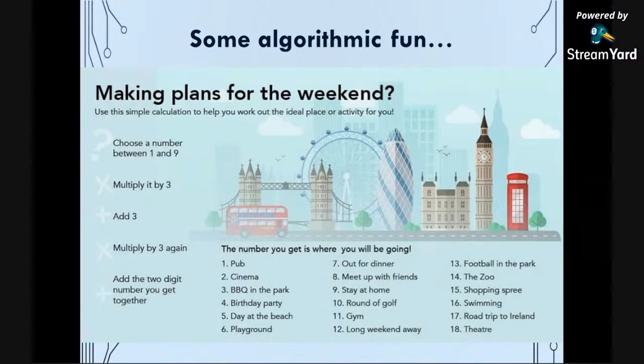Okay, right. We've got a little bit of algorithmic fun now. So I want you to have a go at this. Choose a number between 1 and 9. Multiply it by 3, add 3, multiply it by 3 again, add those two digits together and see where you're going this weekend. If you're making plans for this weekend, use this simple calculation to help you work out the ideal place or activity for you. If you want to, post in the chat the number that you picked and the place you are going. I'll give you another couple of minutes on that.